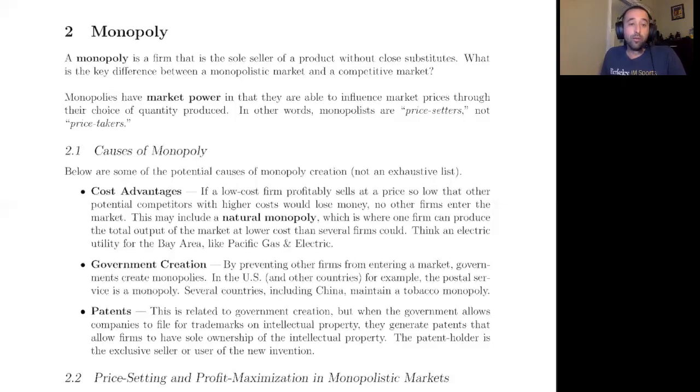The final big category that can be informative in thinking about where monopolies come from is patents or intellectual property rights. This is related to government creation, but basically the government, by implementing a patent system, allows companies to file for trademarks or intellectual property and generates patents to have sole ownership of the technology, so another firm can't steal it for a certain period of time.